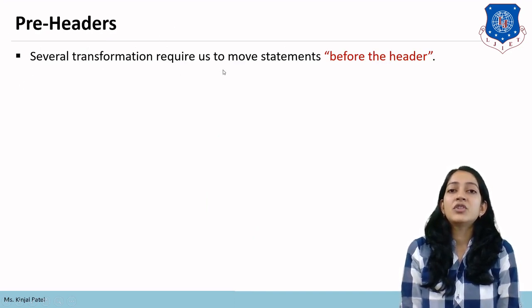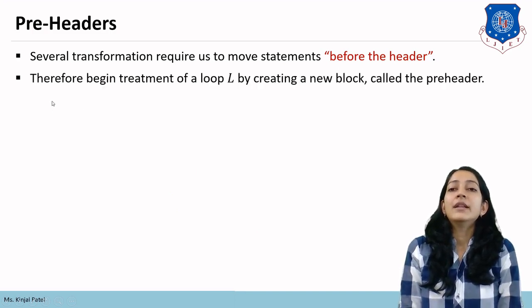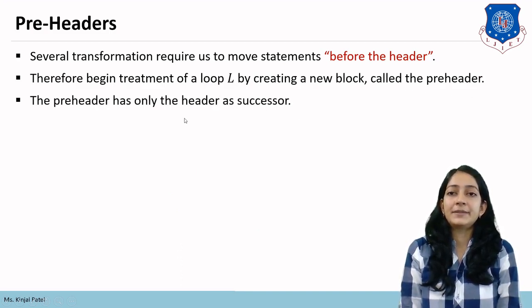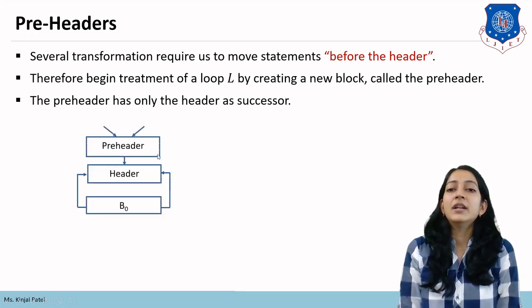Then next is pre-headers. Several transformations require moving statements before the header. Therefore, begin treatment of a loop L by creating a new block called the pre-header. The pre-header has only the header as a successor. So here we can add one pre-header block, so that if we are making any changes, we make them in the pre-header and they will not change the different blocks of the program. If we are making a change in the pre-header, we are making a change in only one block, which will not affect the other blocks of the code.